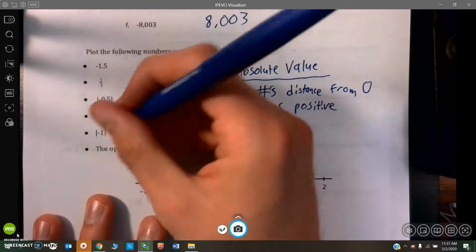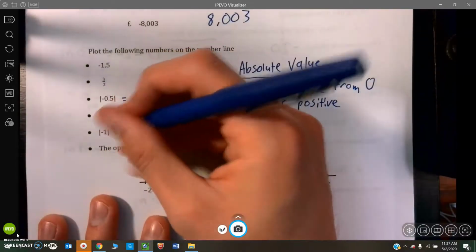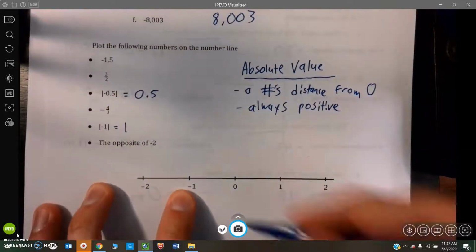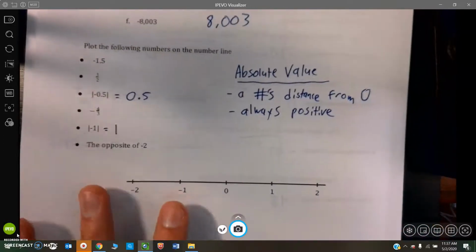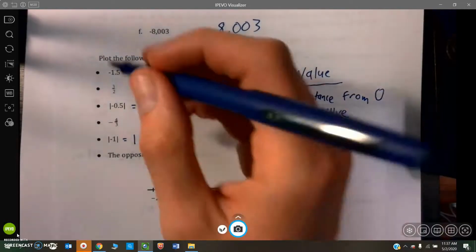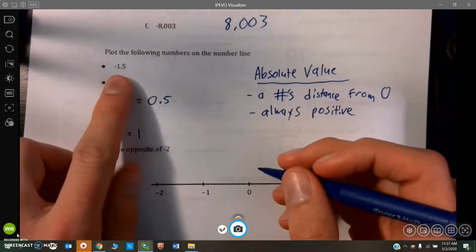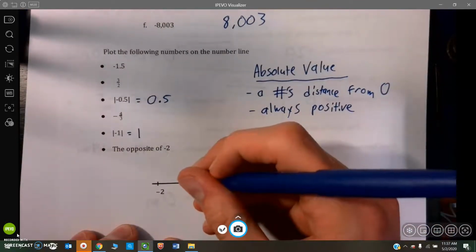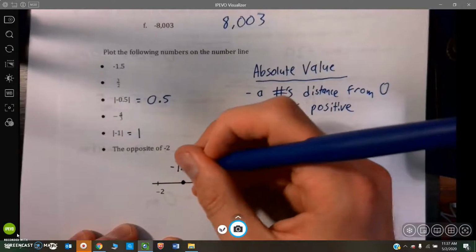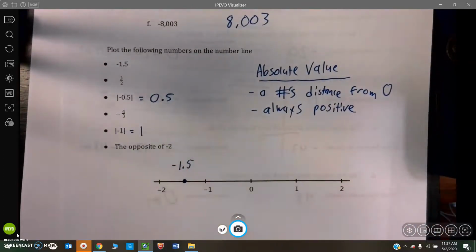And so we have one more absolute value, the absolute value of -1, and that would be here, which is 1 unit away from 0. Now we are ready to plot our numbers. So -1 and 5/10, it's negative, so it goes back, and that's 1.5, so that would be in between -1 and -2. It is halfway to -2.